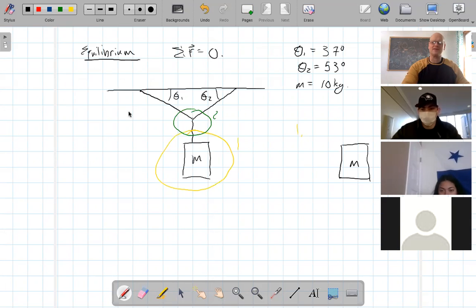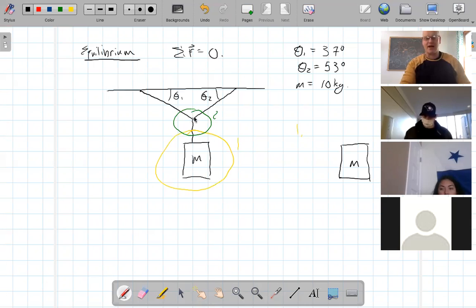So we talked about this problem yesterday, but let's actually analyze it. Here I have a sign with a mass of 10 kilograms that's attached to 3 cables. We have this first cable here, which makes an angle of θ1, which is 37 degrees relative to the horizontal. Cable 2 here makes an angle θ2 of 53 degrees. And then finally cable 3, which is kind of tied here.